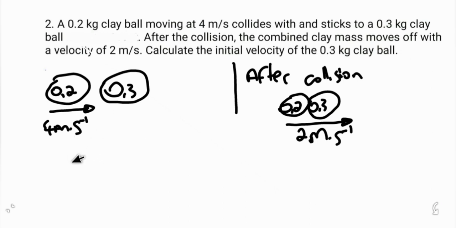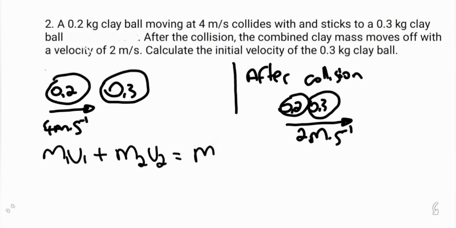So this is how we're going to solve this problem. They want the initial velocity of the 0.3 kg ball before the collision. So before the collision, we need to add the momentum of these two clay balls, and then we're going to equate it with the sum of their momentum after the collision. So it's mass 1 v1 plus mass 2 v2 is equal to mass 1.